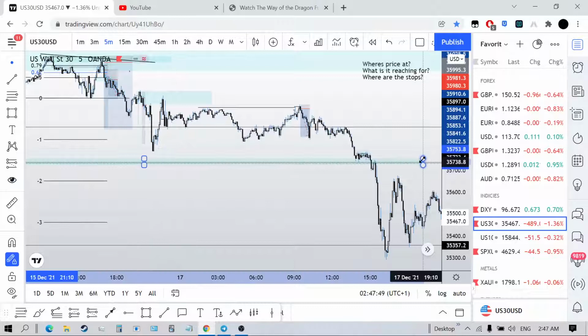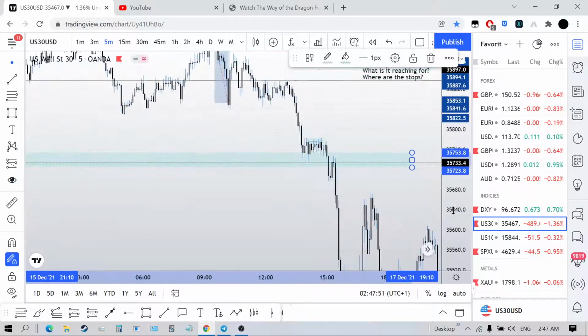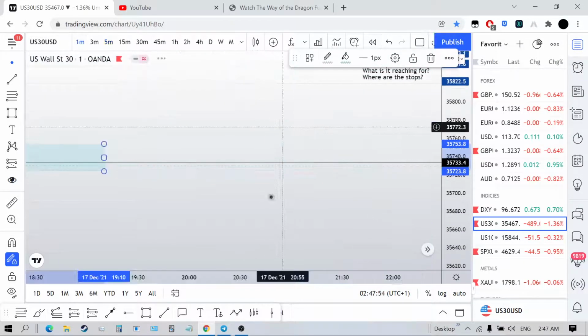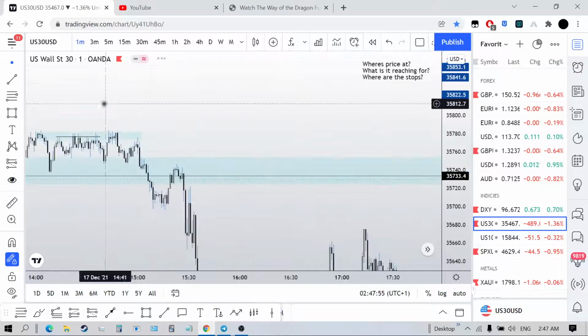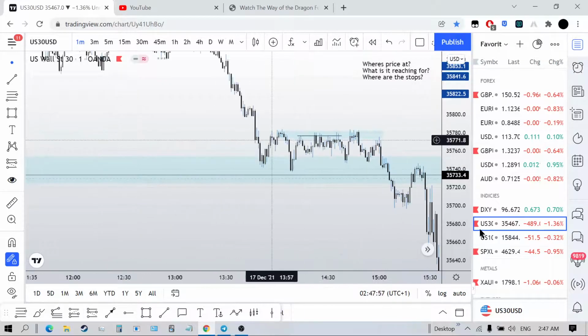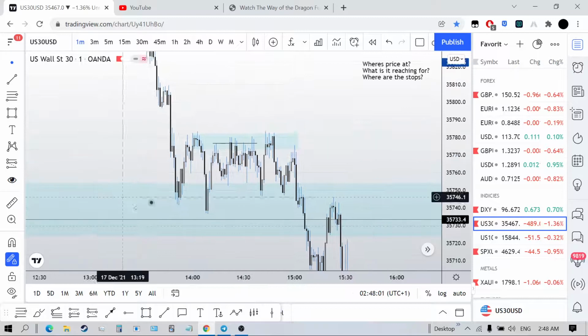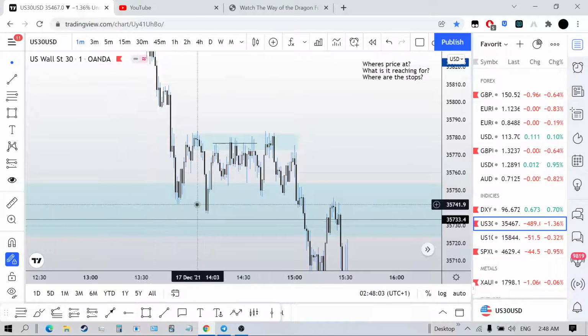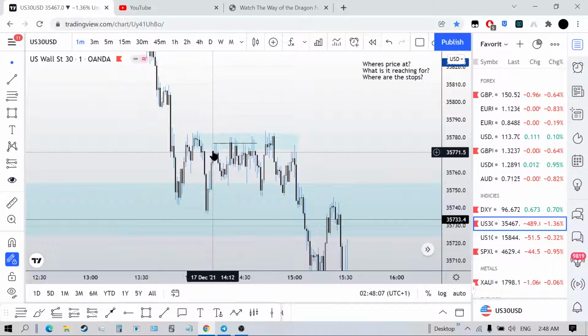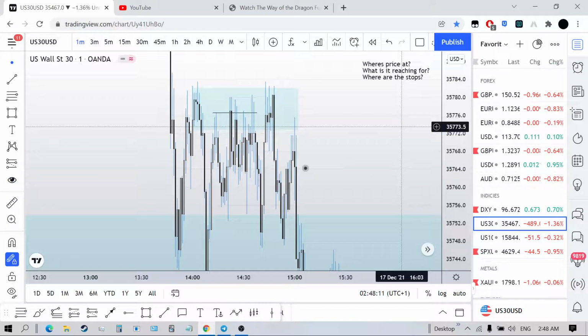All right, so we came into there and you can see that when we came into there, we got a little small reaction. I'm looking at the 1 minute to see what price is doing in here because I know it's a potential buy, but I'm looking for a shift in delivery. All right, we came out, we ran these lows here, right? And then we started to break above right here.